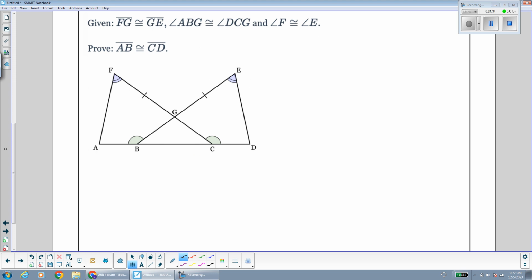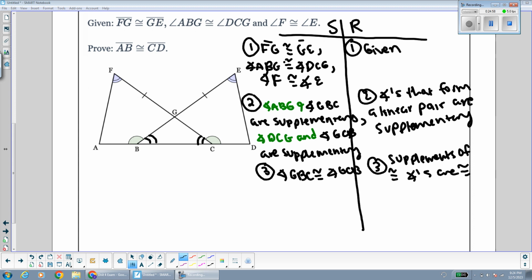First off, I'm noticing that these two angles are supplementary, and these two angles are supplementary as well. And if these two angles are supplementary to congruent angles, just like we saw in the last test question, that means these need to be congruent. That supplements of congruent angles are congruent. I'm going to start writing this up so we don't forget it. So this is where we're up to right now in the proof. And yes, you do need to state that these two angles are supplementary and that these two angles are supplementary before you can then use supplements of congruent angles are congruent.